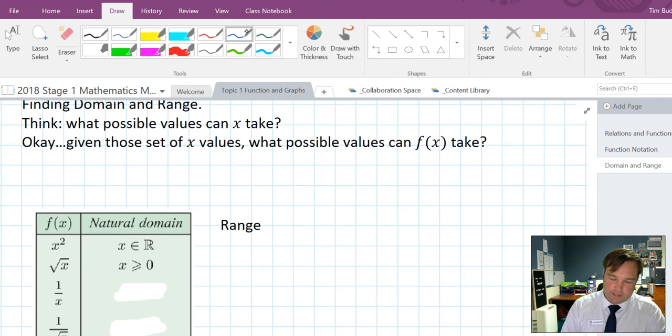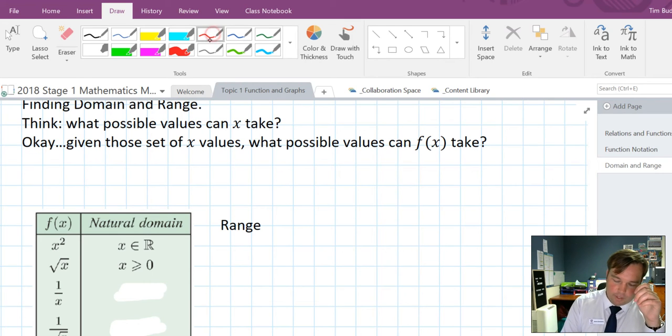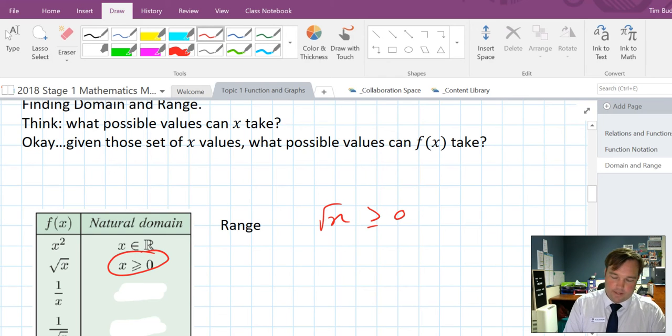Well, if you think about root x, you can't square root a negative. Square root of minus 4 comes out with 2 times the imaginary number. I'm not sure if you've done imaginary numbers or not, but either way, you can't really do it. It doesn't exist in the real realm of maths. So therefore, you can never put a negative under a square root. So whatever goes under there must be positive. And when you square root a number, no matter what you're square rooting, that will always come out as greater than or equal to 0. So here, x is greater than or equal to 0, and the range is also greater than or equal to 0.